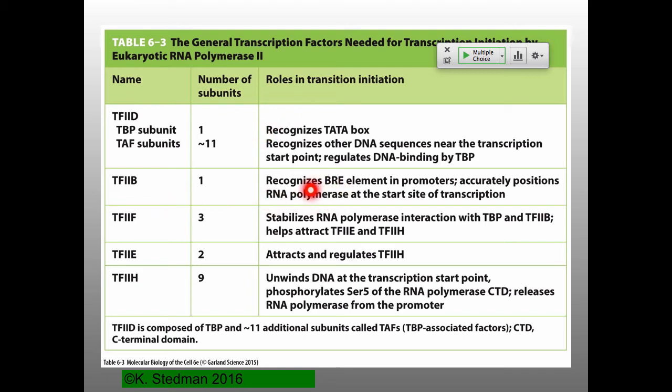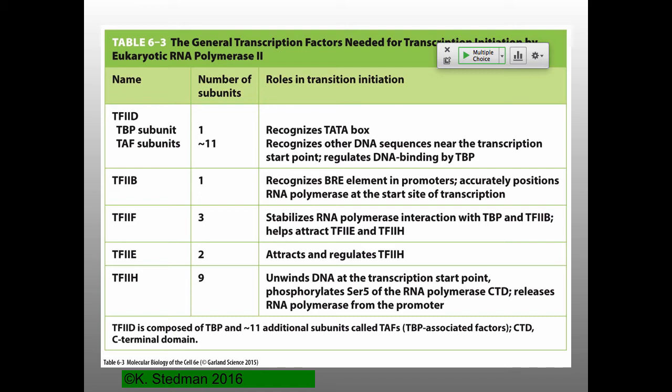TFIIB recognizes this TFIIB recognition element, and importantly, we'll take a look at this in just a second, TFIIB is on one side of your TATA box and not on the other side of your TATA box. And so this gives you the directionality of which direction your polymerase is going to go. Because if you just look at TATA, TATA on one strand is actually identical to TATA on the opposite strand. So just the TATA box doesn't tell you what direction, which strand you're going to be using for transcription. Having a BRE, however, will let you do that.